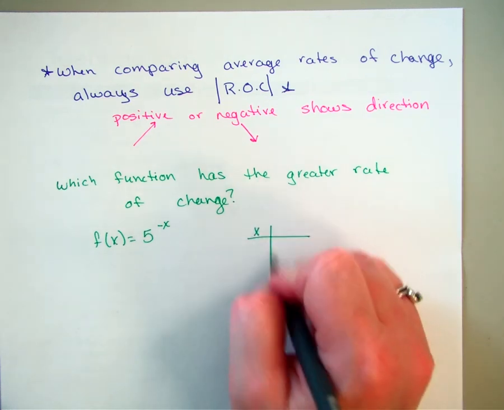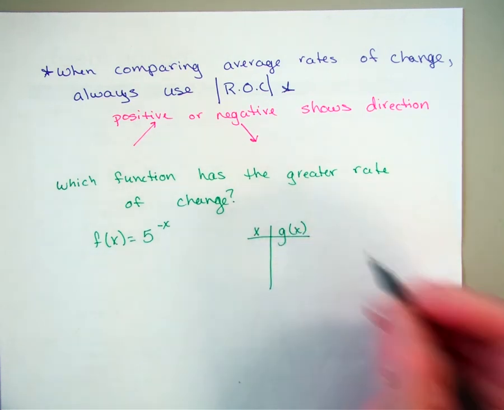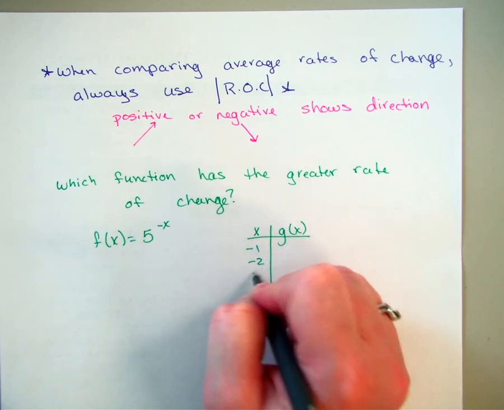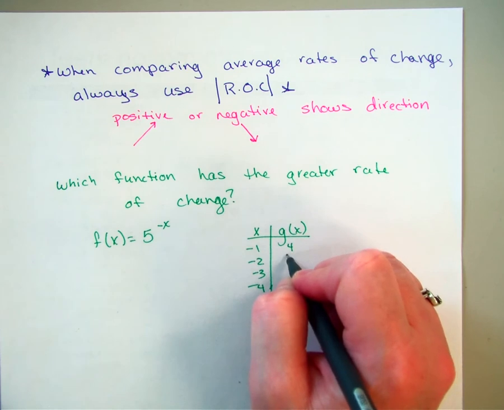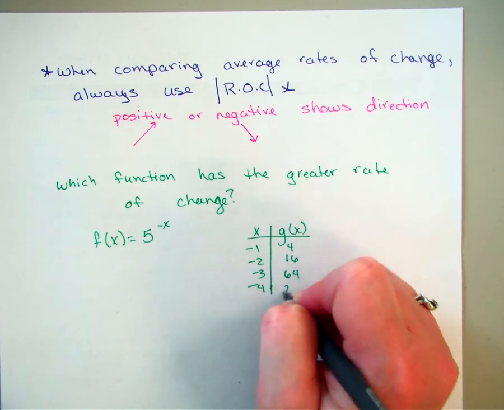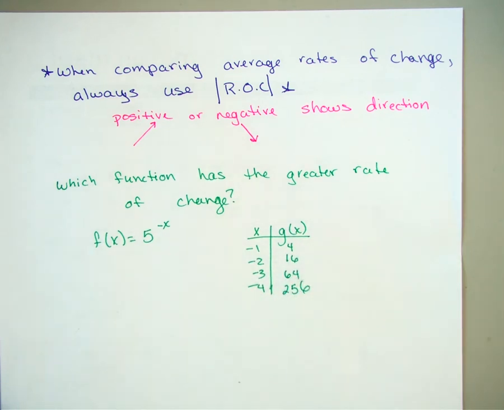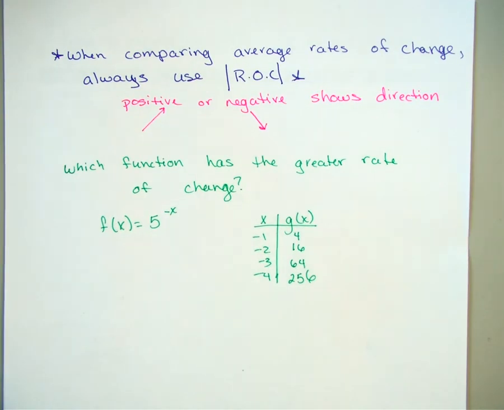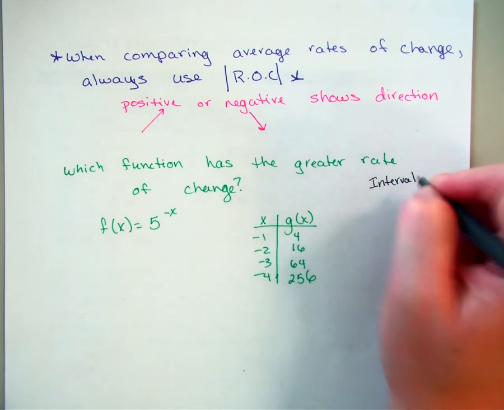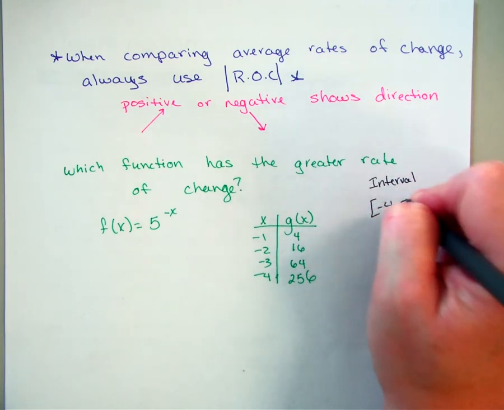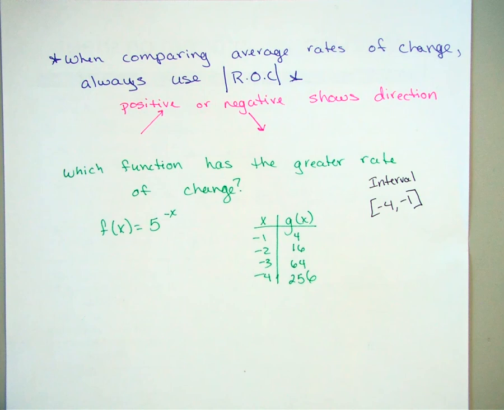And then we'll say the other one is a table for g of x: x is negative 1, negative 2, negative 3, negative 4, and y is 4, 16, 64, 256. And we'll look at the interval of negative 4 to negative 1. They always give you what interval to look at, so don't ever worry about trying to have to pick it. It's always given to you whenever you're given a problem.